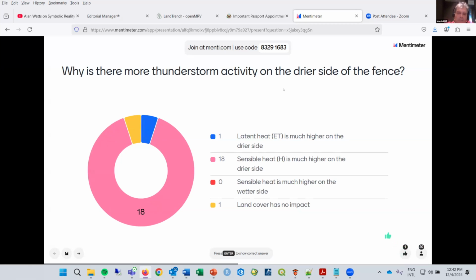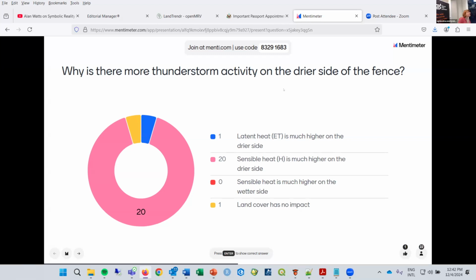Does anyone want to brave why they chose latent heat is much higher on the drier side? The one person? Why they chose that answer? Anyone brave enough? We're looking for candidates. Yes, okay, wait. Candidate. Wait, I'm coming to you. Updrafts? Michael, can you hear us? I heard something first. Yeah.